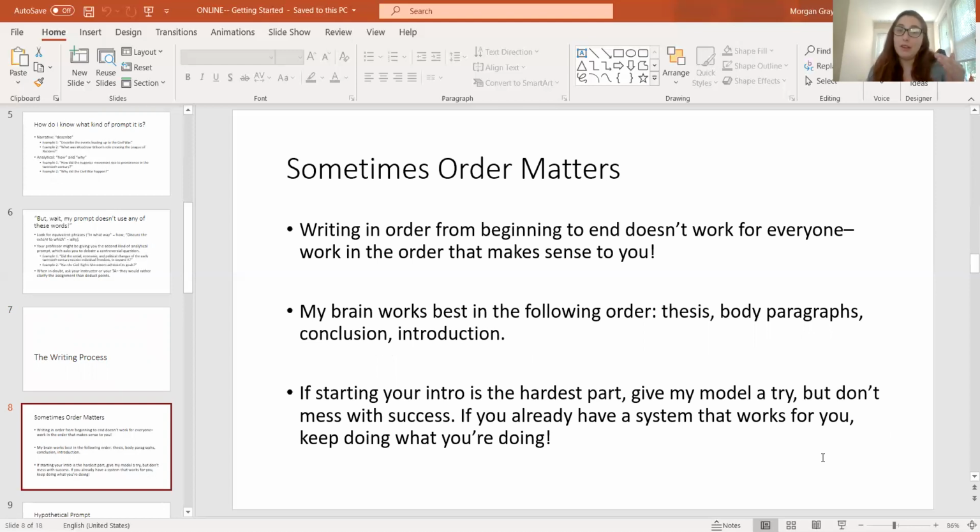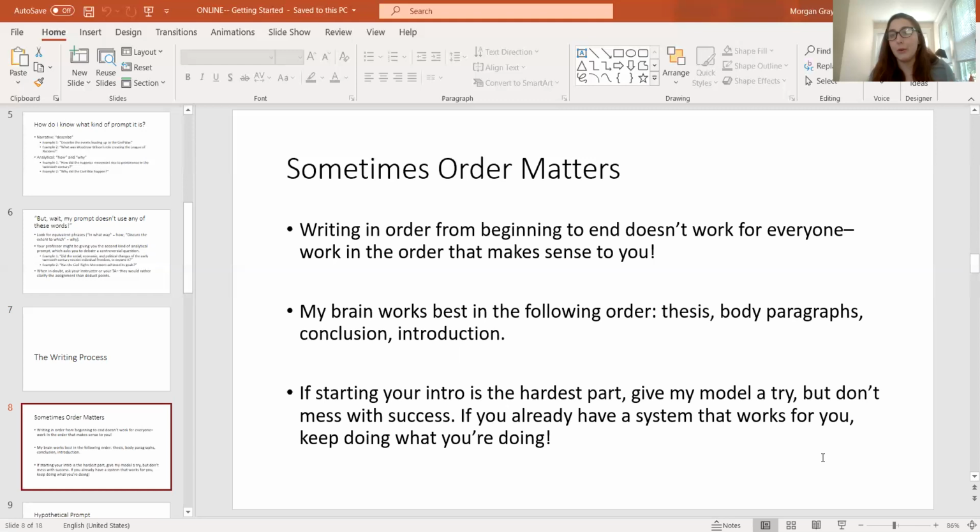If I start at the introduction and try to write straight through to the conclusion, I will sit staring at the page for about 2 hours without writing anything. For me, I can't start at the beginning and work to the end. That might be the case for you. If you have a hard time starting your papers, this might be the method for you. I write my thesis statement first, then my body paragraphs, then my conclusion, then my introduction. I actually get to the first part of my paper last because by that point, I know everything I wanted to say, so it's very easy for me to lead in with it. If starting your intro is the hardest part for you, give my model a try.